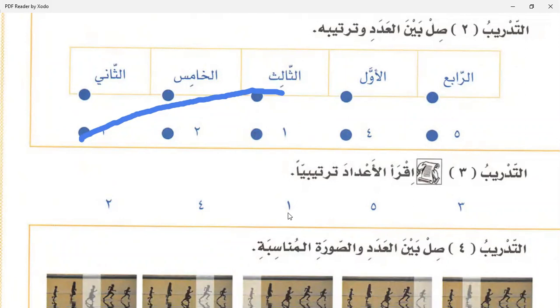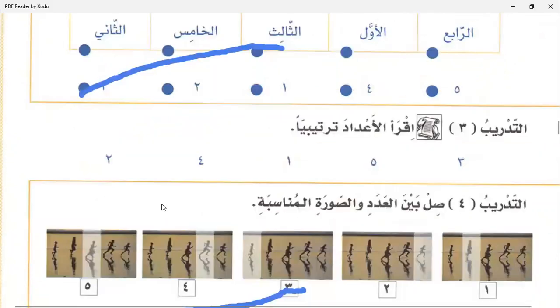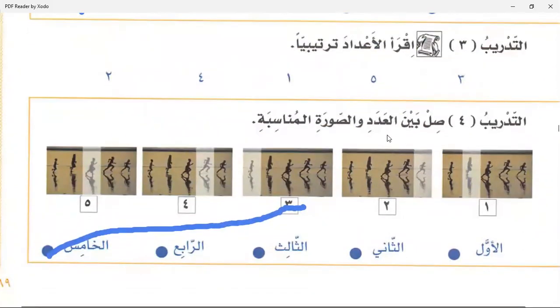First. Al-Awwal. Fourth. Ar-Rabi'. Second. Ath-thani. Correct.